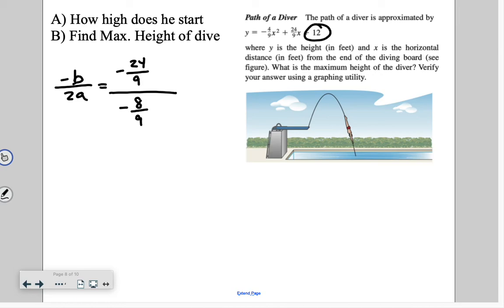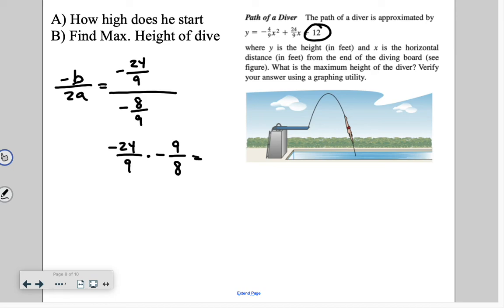Looks super messy. What do I do? You just divide the numerators because the denominator's the same. And multiply. When we divide by a fraction, it's the same thing as taking the numerator and multiplying it by the reciprocal. So this is the same thing as negative 24/9 times negative 9/8. So not opposite. Okay? Not opposite reciprocal. That's going back to perpendicular lines and stuff. Just the reciprocal.